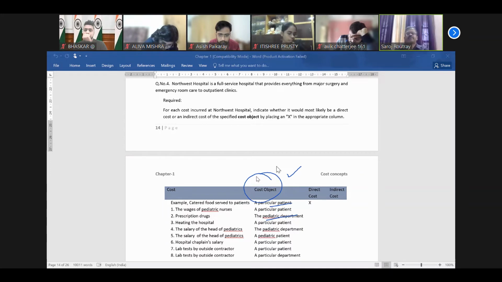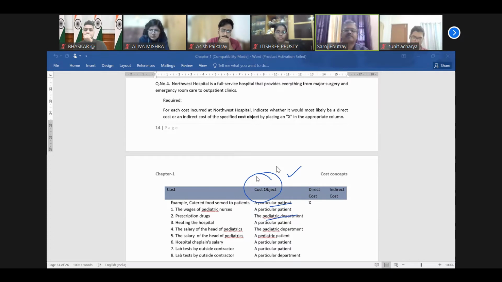All right. Now we'll see whether a particular cost is a direct cost or indirect cost. And then I will tell what is the use of identifying a cost as a direct cost or indirect cost. Okay. So in cold countries, we need heating in hospitals and in offices, etc. But in our country, we need ACs because it is too hot.